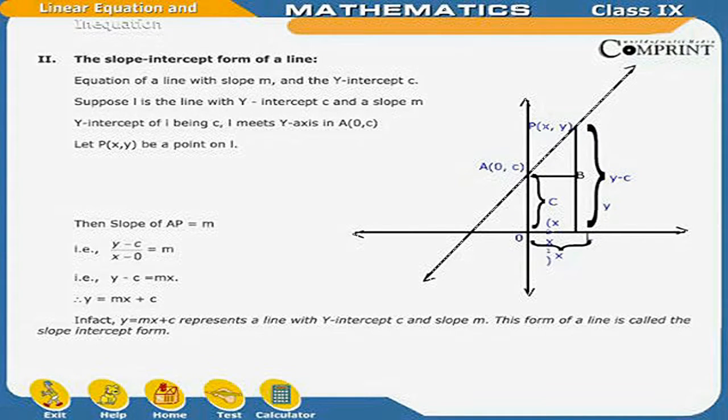Second, the slope-intercept form of a line. Equation of a line with slope m and y-intercept c. Suppose L is the line with y-intercept c and a slope m. Y-intercept of L being c, L meets the y-axis in A(0, c). Let P(x, y) be a point on L. Then the slope of AP is equal to m. That is, (y - c) upon (x - 0) is equal to m. That is, y - c = mx. Therefore, y = mx + c. In fact, y = mx + c represents a line with y-intercept c and slope m. This form of a line is called the slope-intercept form.